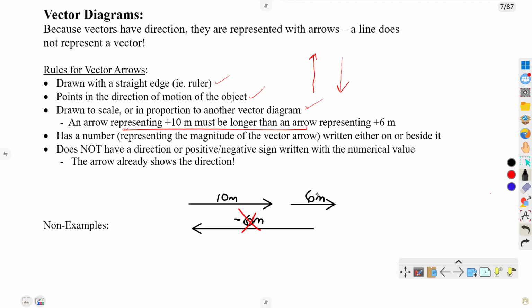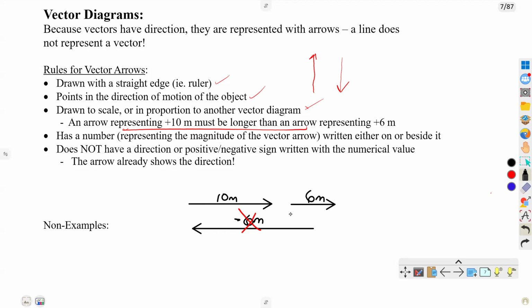And usually if you use a ruler, a rule of thumb would be to keep it the same. So if I was doing this with a ruler, I'd probably say 1 centimeter equals 1 meter. So I would draw a 10-centimeter line for the 10 meters and a 6-centimeter line for the 6 meters. Should be not too bad.